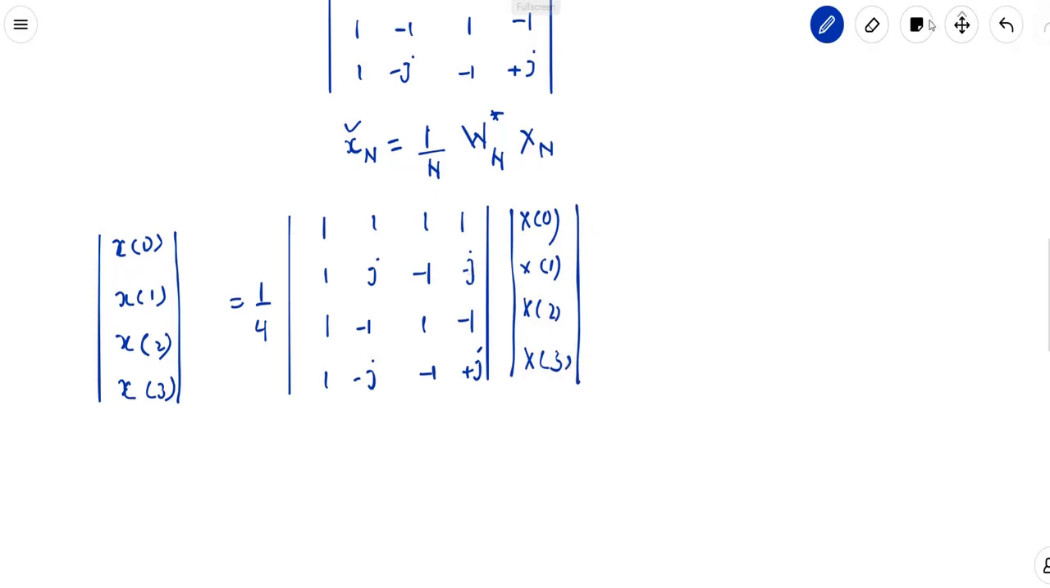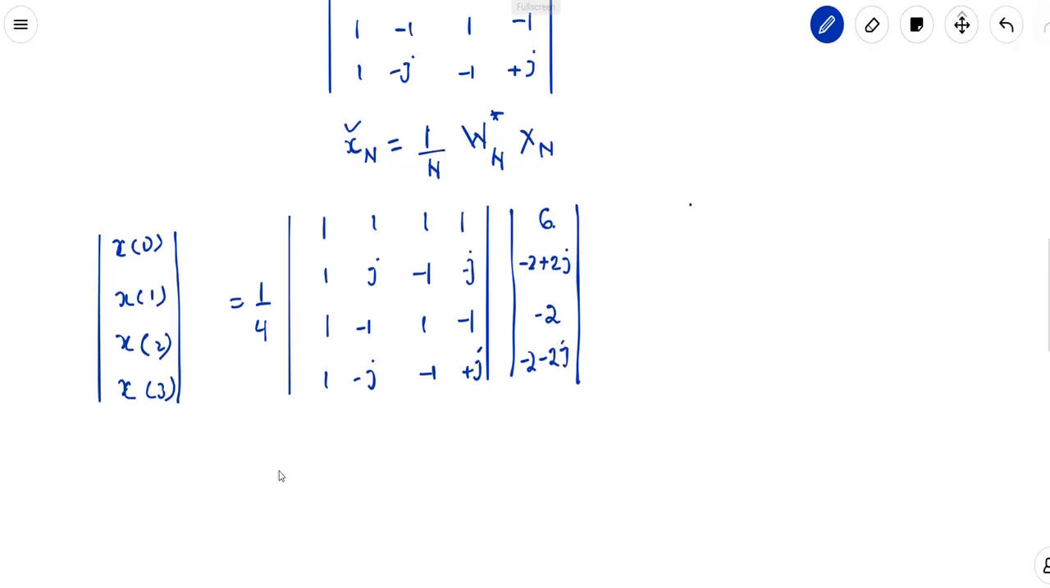Okay, so these values we know. What is x of 0? X of 0 is 6. How much is x of 1? X of 1 is given as minus 2 plus 2j. Okay, so what is x of 2? X of 2 was minus 2, and the last value is minus 2 minus 2j.